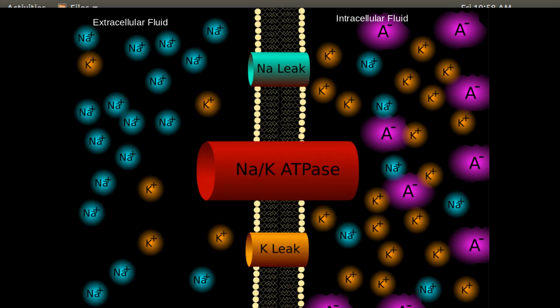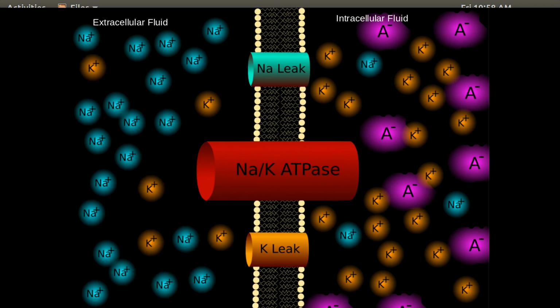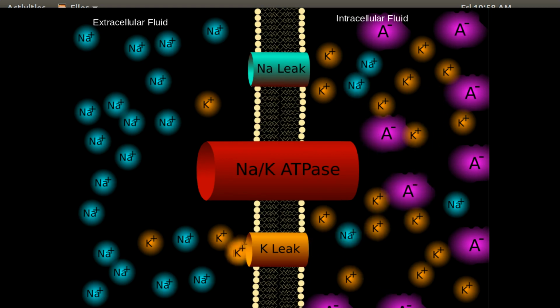So, a recap. We have sodium-potassium ATPases pumping out sodium and in potassium. That sets up large concentration gradients of both of those. Then we have a few sodium leaking back in and a lot of potassium leaking back out, and that sets up an electrical potential, or a membrane potential, across this membrane of about negative 70 millivolts.